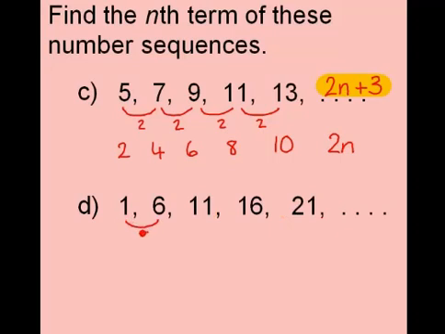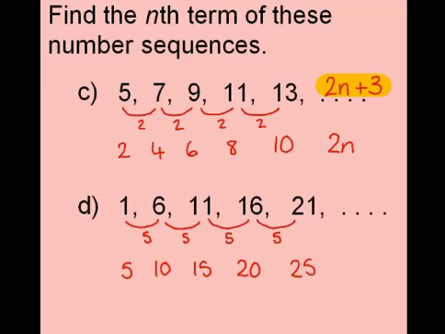This one is going up by 5 every time. So it's related to the 5 times table. So I write 5, 10, 15, 20, 25. And the nth term for the 5 times table is 5n.